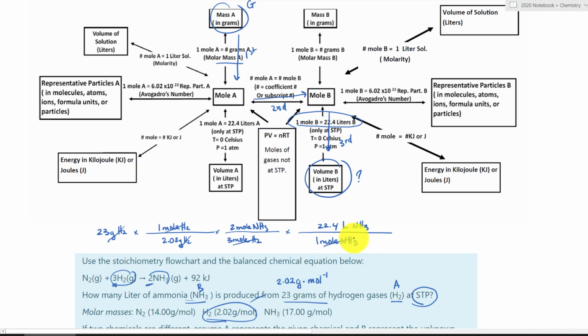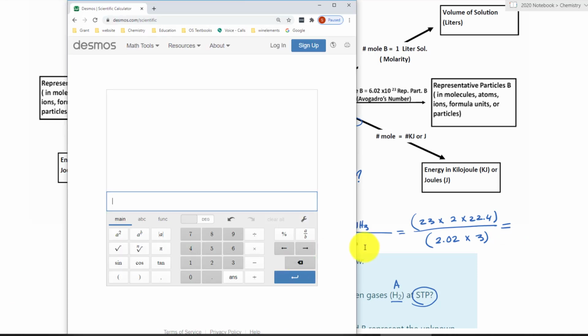Now let's continue, okay? To do the math, you just multiply everything on top. So 23 times, I'm going to put parentheses around everything on top, times 2 times 22.4, okay? And you are going to divide by everything on the bottom. 2.02 times 3 times 1, but we can ignore the 1. And then we are going to get our answer. So let me bring out my calculator. So if you notice, we have parentheses. So this is what you are going to do. You are going to use parentheses as well.